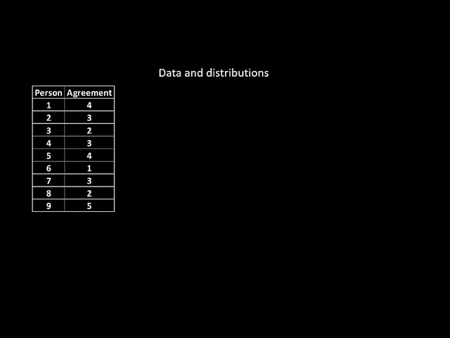So another name for data is a distribution. Here we have a single variable that we measured, so this is a univariate distribution. Univariate is just a fancy word for one variable.